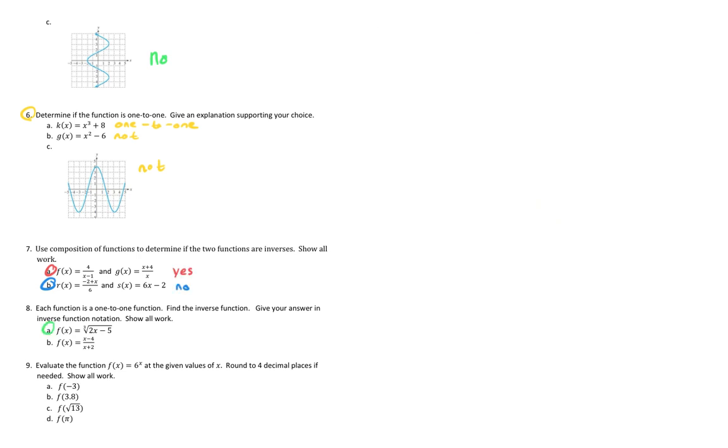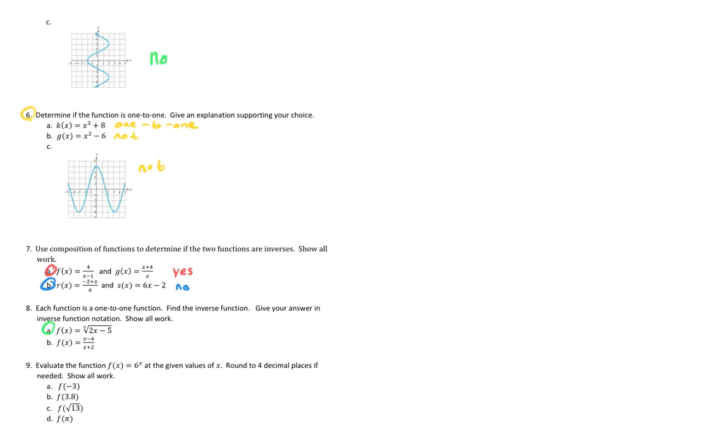Okay, 8a. Each function is a one-to-one function. Find the inverse function. Give your answer in inverse function notation. Show all work. So generally, there are two different ways that they describe finding the inverse function. One of them is you solve for x and then apply your notation. The other one is they say you swap your x and y, or x and f of x, and solve. So they're really the same thing. It's just two different ways to describe it.